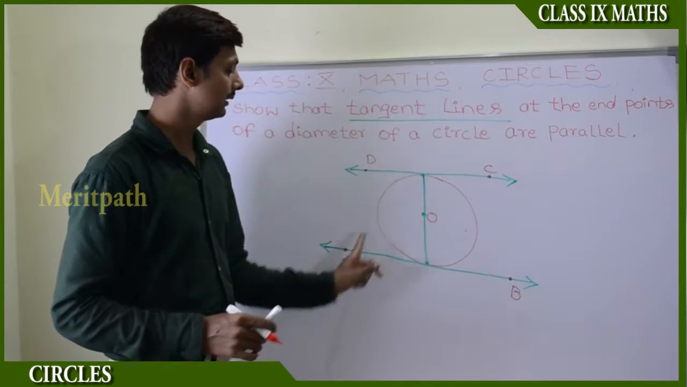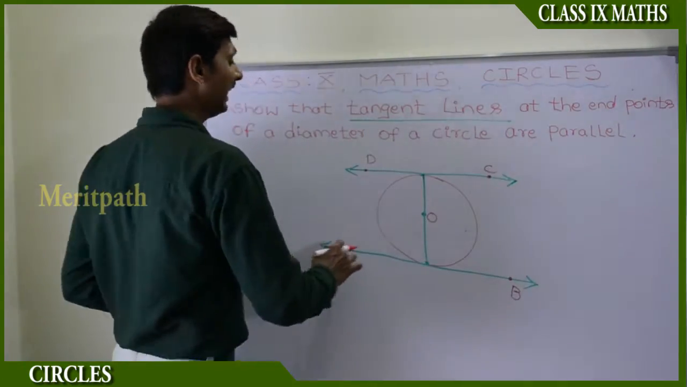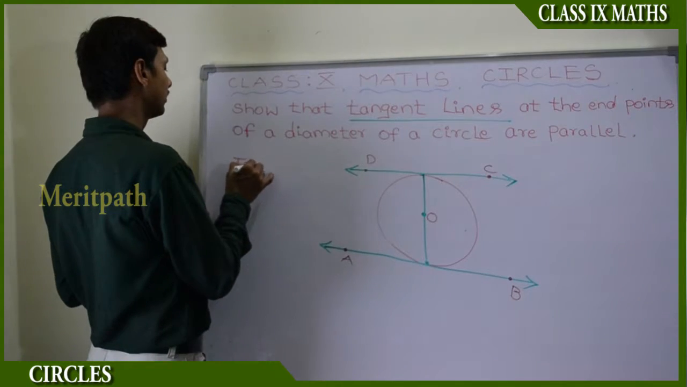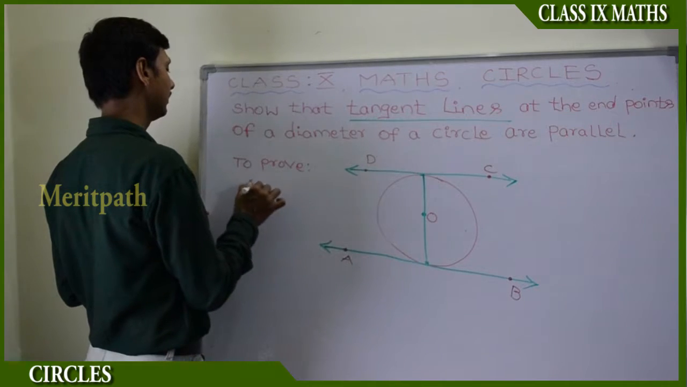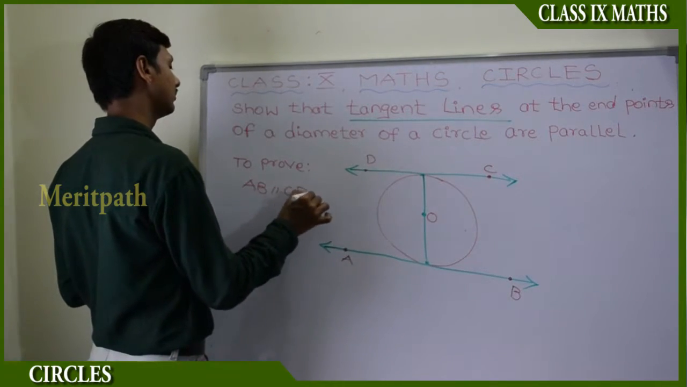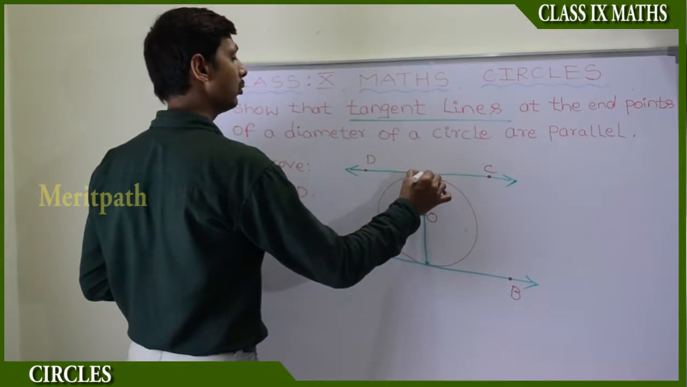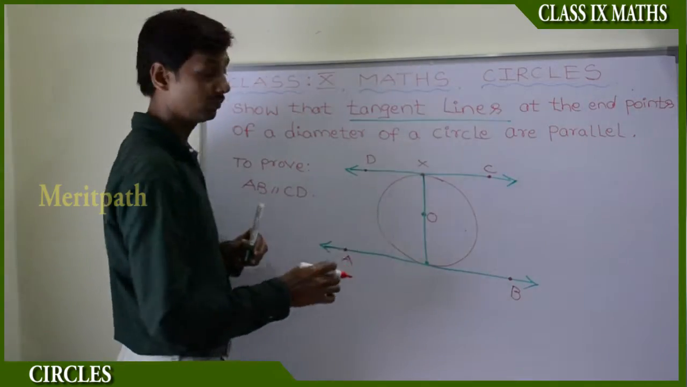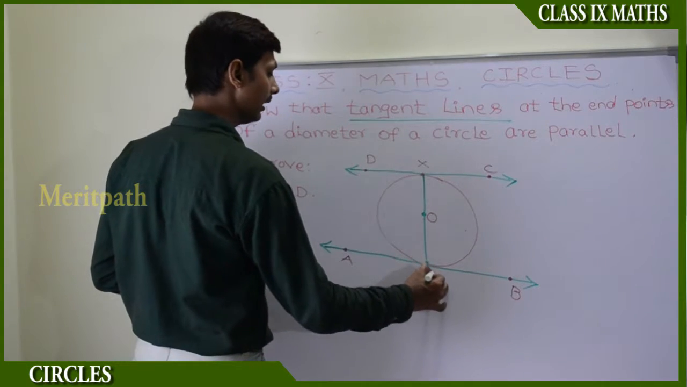We need to prove that these two are parallel to each other, that AB is parallel to CD. To prove AB is parallel to CD, let us name the points of contact from the center to the tangents X and Y.